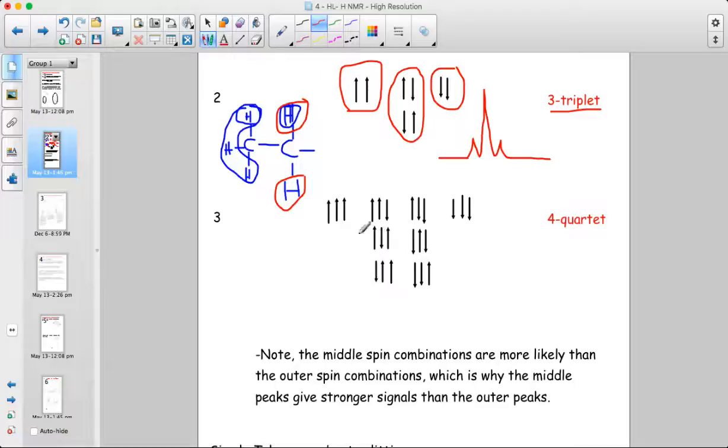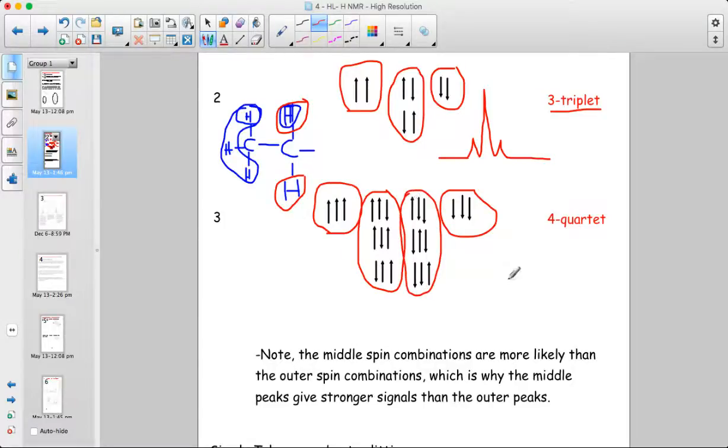And what are they going to look like? Well, there's one way that they can all be up, and there's one way that they can all be down. But then you can have two up and one down, or you can have one up and two down. And those are slightly different from one another. And there's actually three different ways, because there's three hydrogen nuclei, that you could have two up and one down. And there's three different ways that you can have one up and two down.